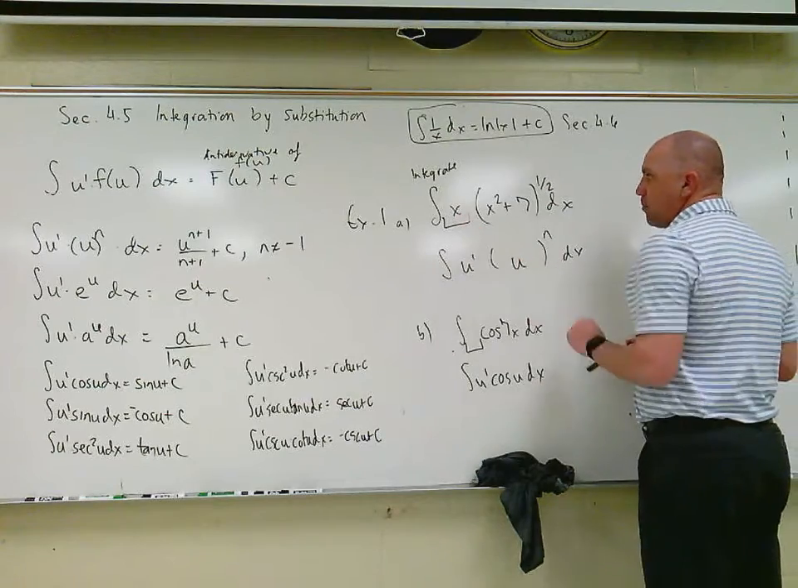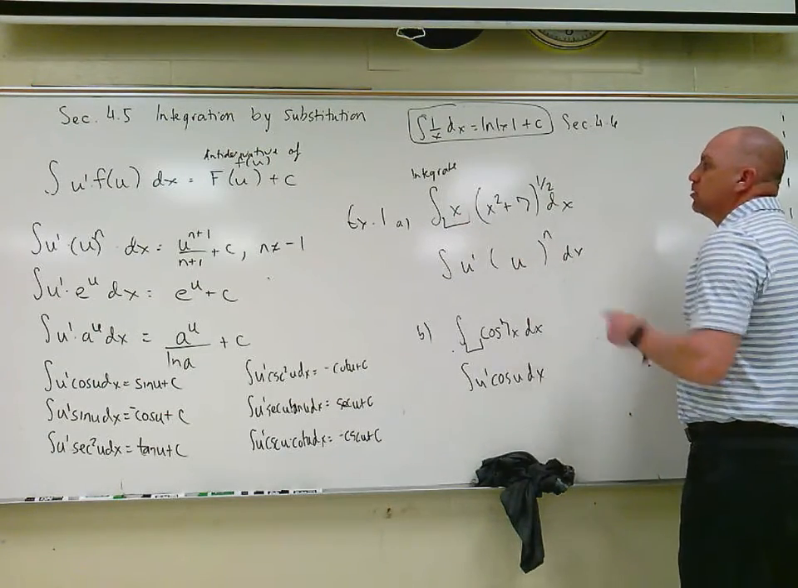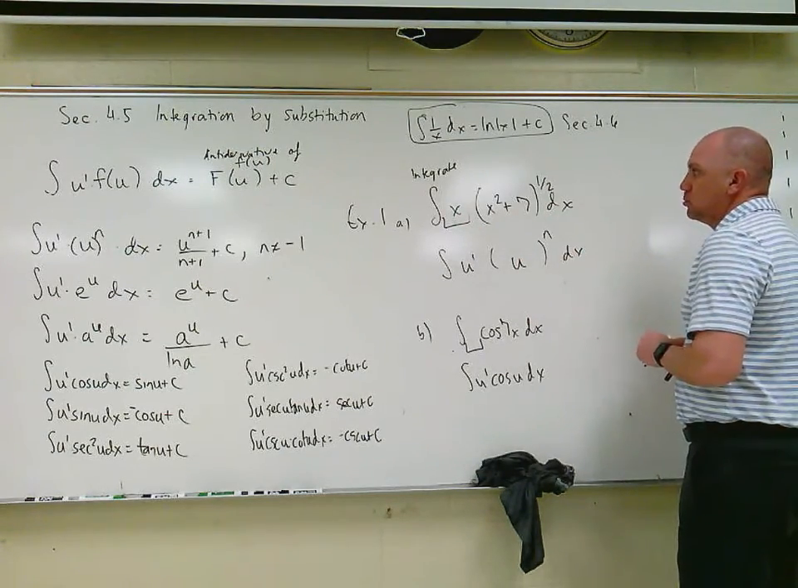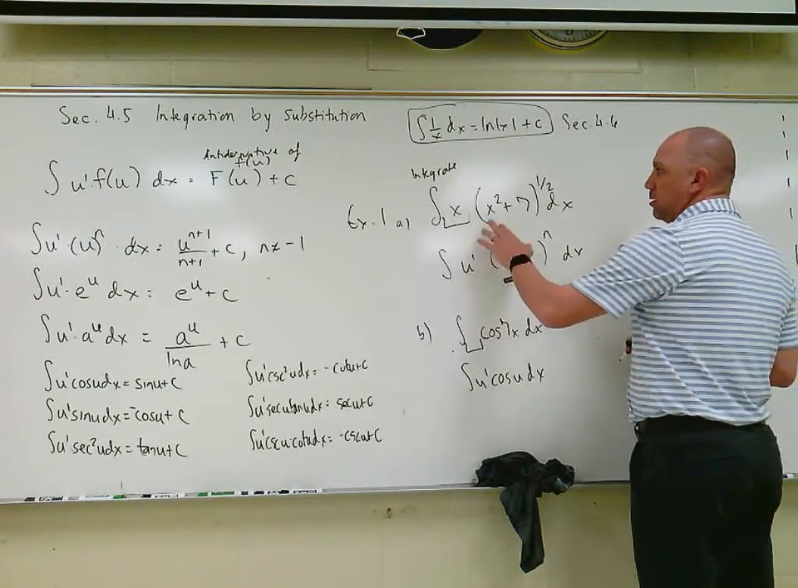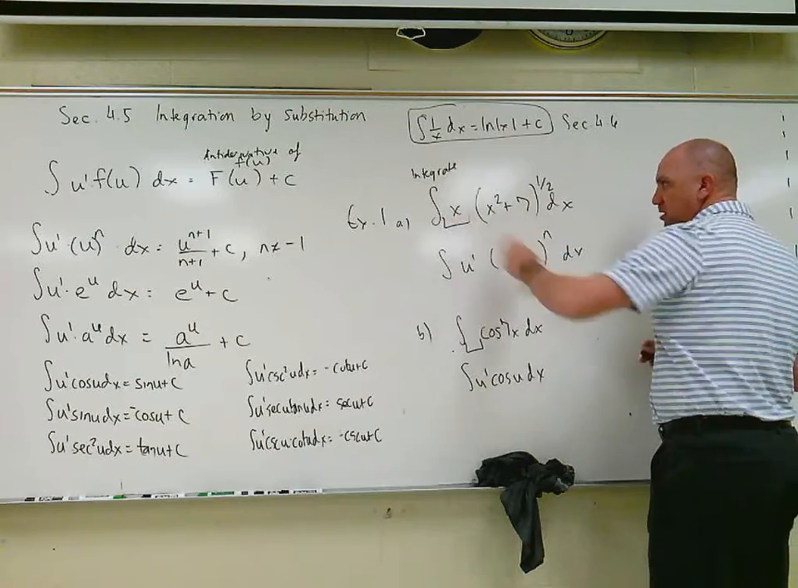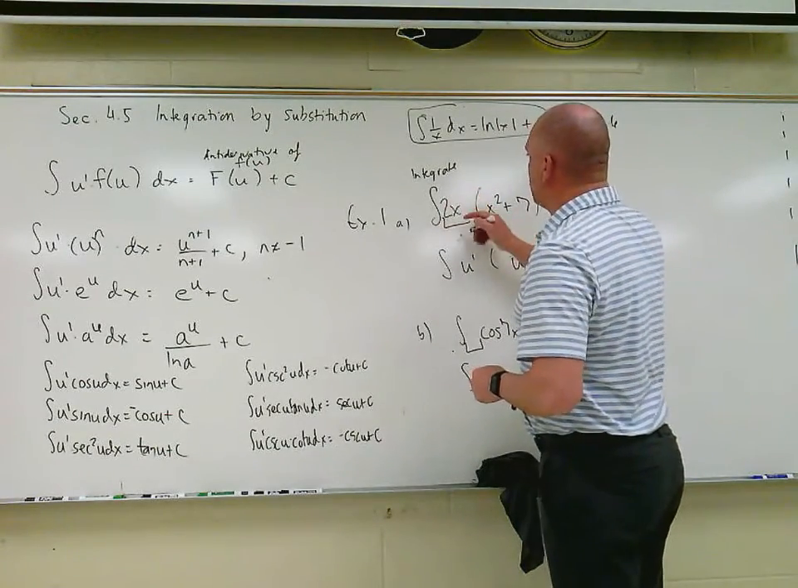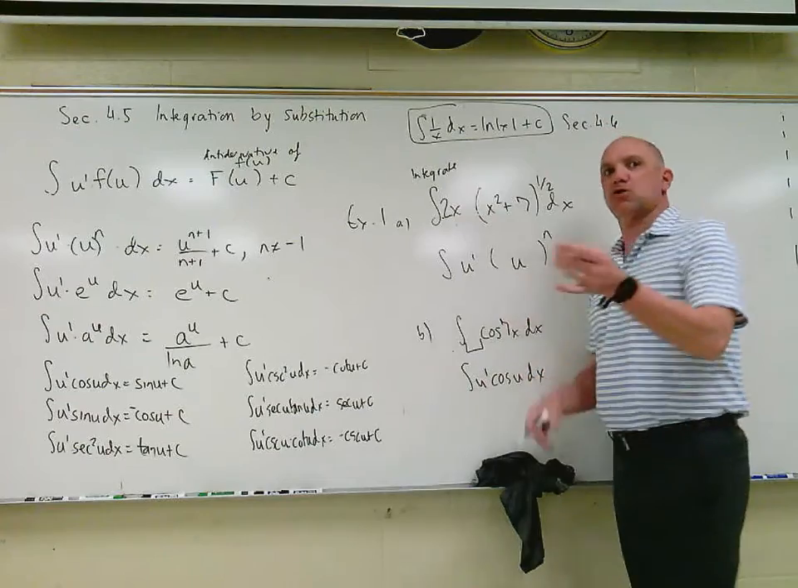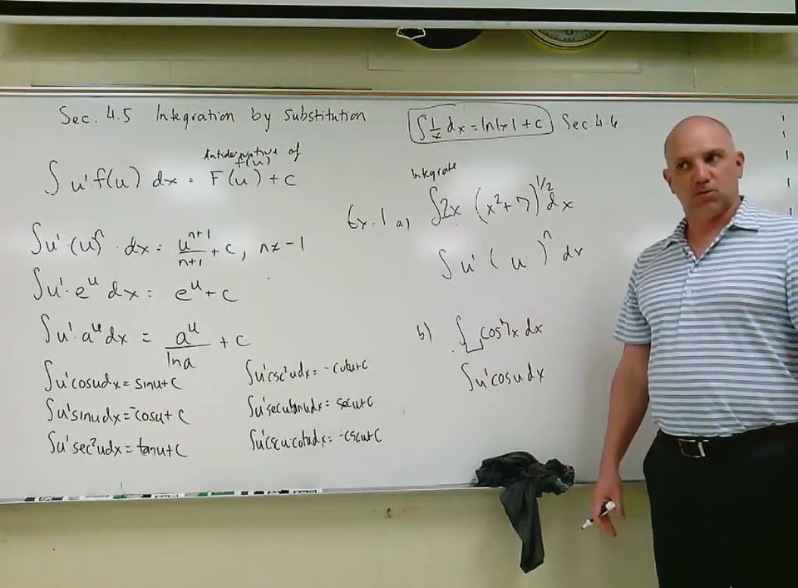So I need U prime in front. What is U prime for this problem? Well, more than X, it should be what? Yeah, since this is X squared plus 7, the derivative of the inside is 2X. So I need to put a 2 there, but at the same time, I can't just throw a 2 in my problem. So I'll put a 1/2.